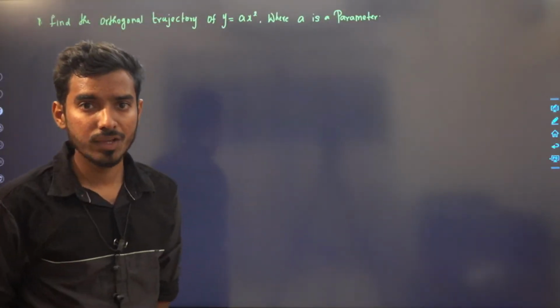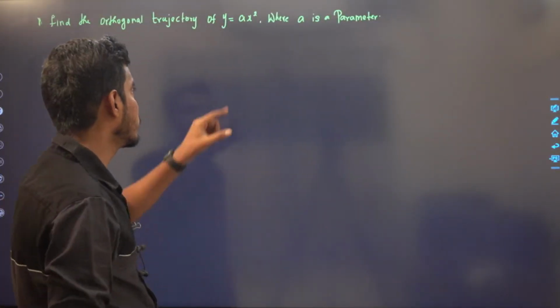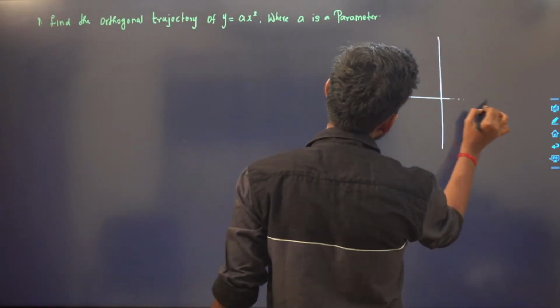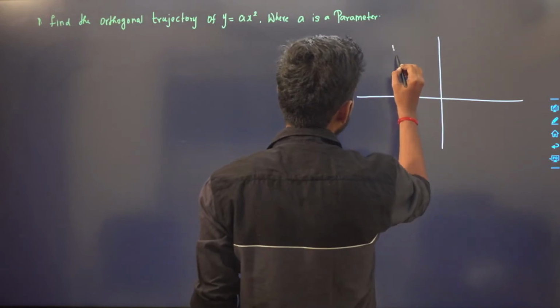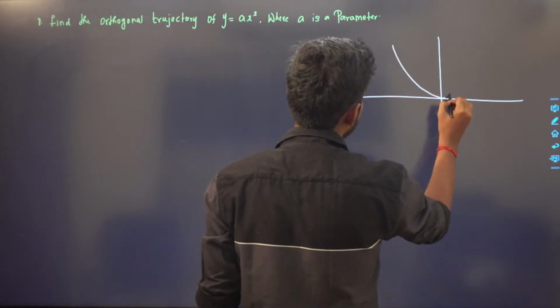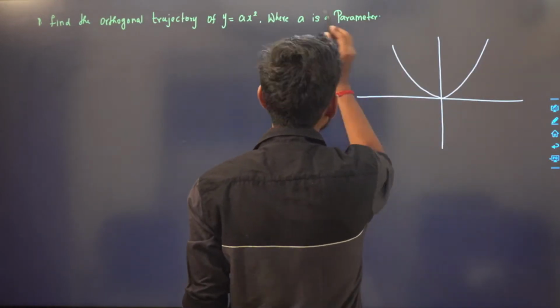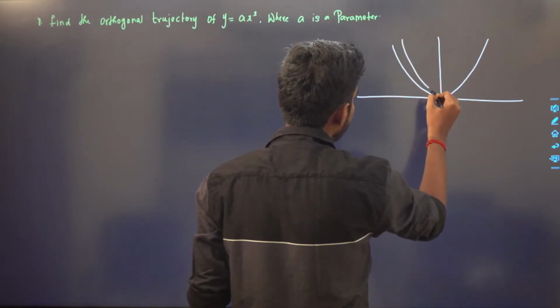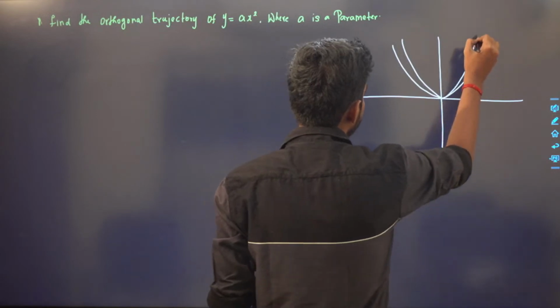You can see: find the orthogonal trajectory of y is equal to a x square, where a is a parameter. We have a family of curves, right? For example, if a is equal to 1, we will have y is equal to x square. If I vary a, we will have a different set of curves.